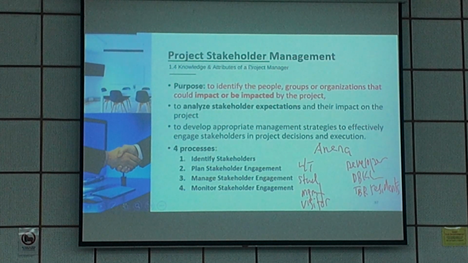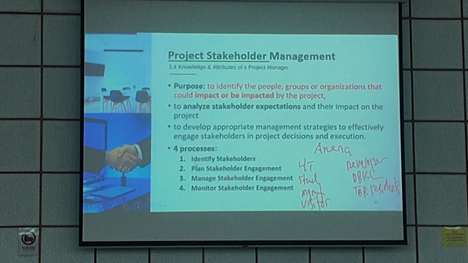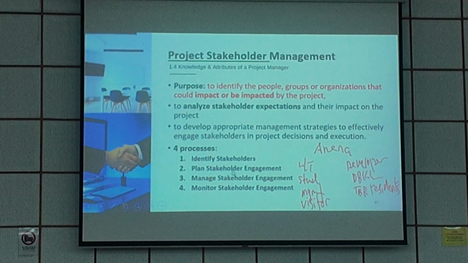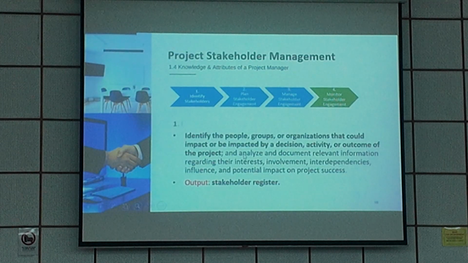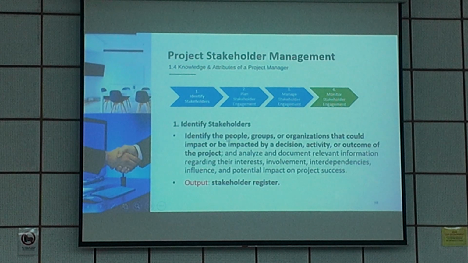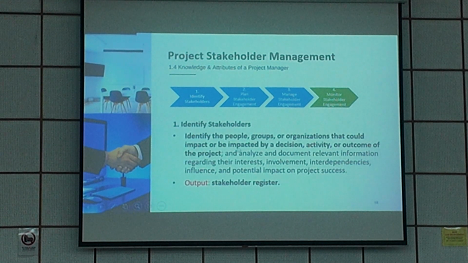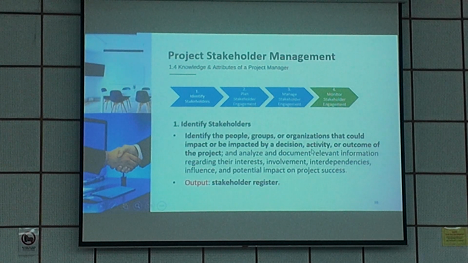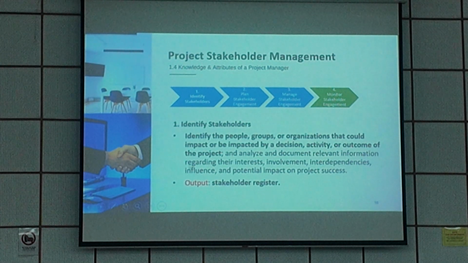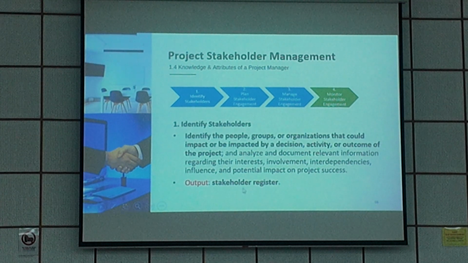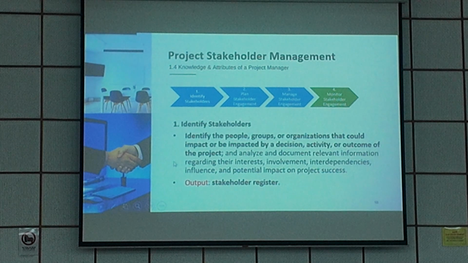For project stakeholder management, there are 4 main tasks: identify stakeholders, plan stakeholder engagement, and so on. Identify stakeholders means identifying the people, groups, or organizations that could be impacted by a decision, activity, or outcome of the project. The output is the stakeholder register. So you can do this stakeholder register after this.